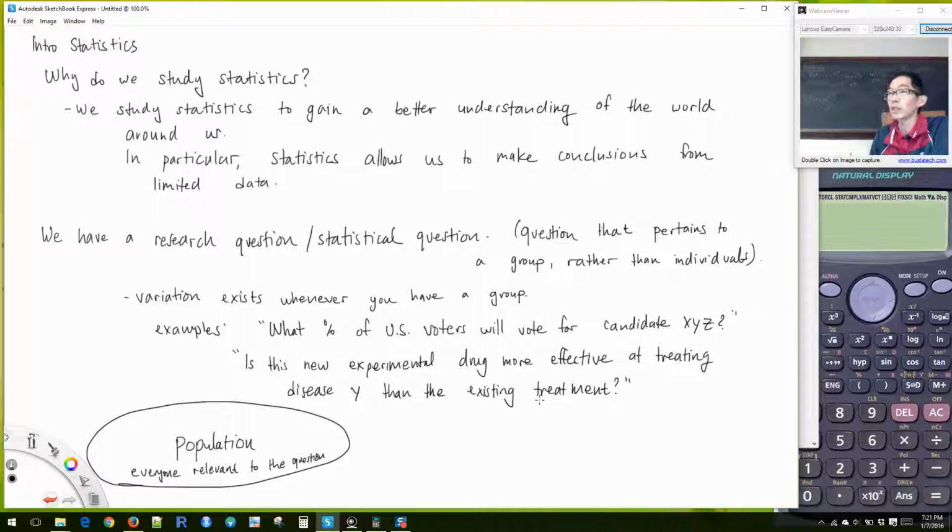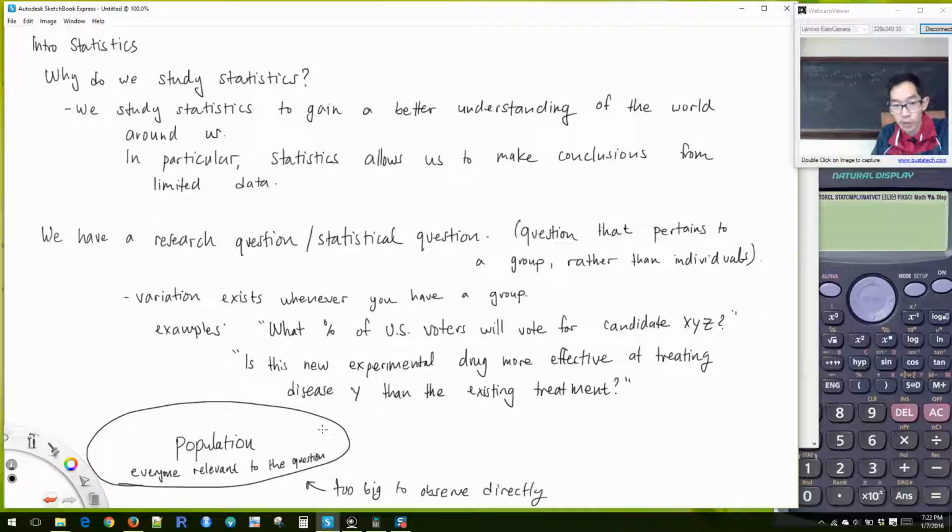Either it's too hard to track down every single person with this disease, or maybe there are just too many voters for us to count except on election day. So these are the populations. This is too big, too big to observe directly. So how can we answer these questions if we can't look at the population?